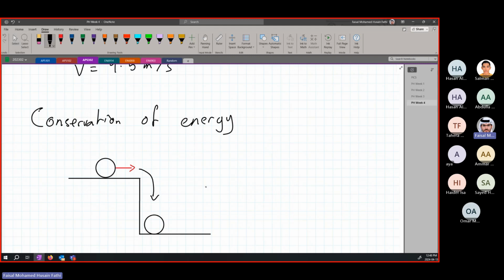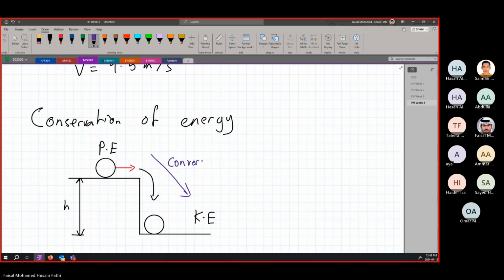So here, initially, this ball had some potential energy because it has a specific height from the ground, right? So when it has a specific height from the ground, a height h, okay? If it has a specific height from the ground, it has some potential energy. When it's falling now, this potential energy is being converted into kinetic energy. Conversion. Or sometimes they say transformation.